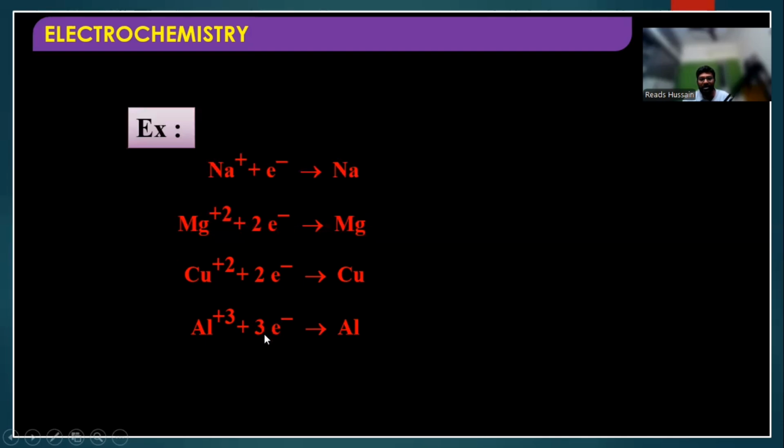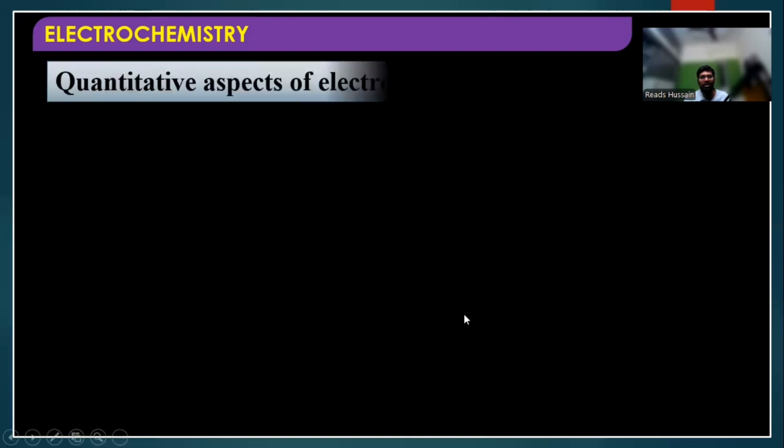3 Faradays means, 1 Faraday is how much? 96,500. So this is 2 into 96,500, and here 3 into 96,500. That's all. You will understand this in our coming discussion also.